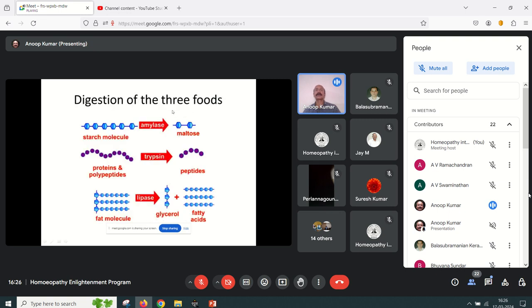So there is a picture diagram of the three types of food. Starch molecule with amylase will break down to maltose. Proteins, polypeptides, the multi-chain proteins, with the trypsin, will be broken down to peptides. And fat molecules with the action of lipase will be broken down to glycerol and fatty acids. And these are the final or end products. Maltose will be further broken down by other enzymes to glucose and other end products. Peptides will be broken down to what we call amino acids, and fat will be broken down to fatty acids and glycerol.